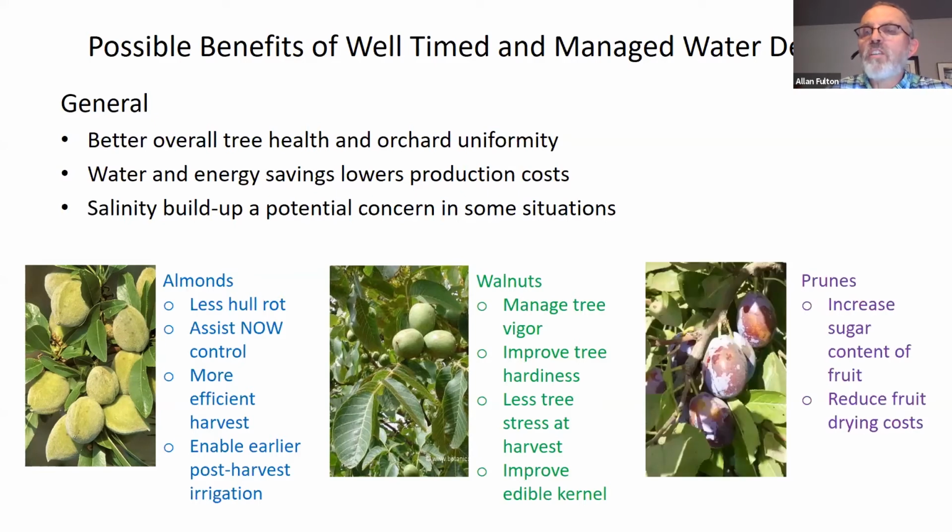In prunes, it's well documented that if we exercise some well-timed mild deficit irrigation a week or two before harvest, we can get the benefit of increasing sugar content of the fruit, reducing the moisture content in the fruit, and reducing our drying costs at the dehydrator.